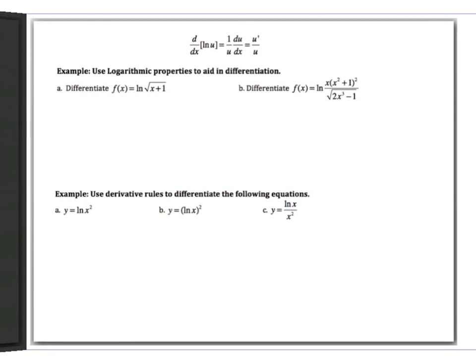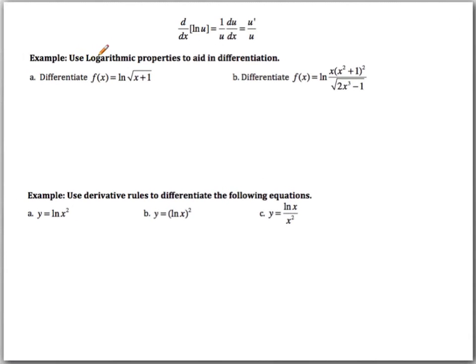All right, moving on. So now we're going to use logarithmic properties to aid in our differentiation. So of course, it always gets a little bit tougher. So the first thing you want to do is try to expand this form. So use our properties. Okay? So our first one is f of x equals natural log of the square root of x plus 1.